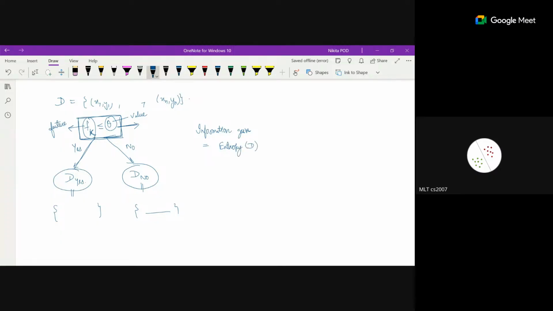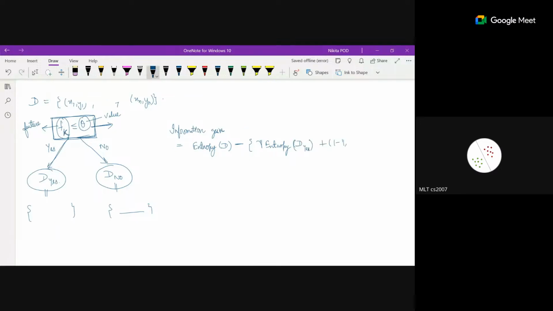entropy of the data set minus some gamma times the entropy of the data set which went to the positive side, for which this condition holds, plus 1 minus gamma times the entropy of D no. Now, what is entropy here? And another thing here is, what is this gamma?